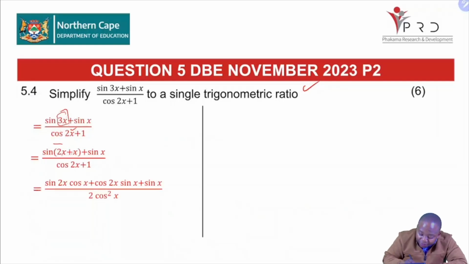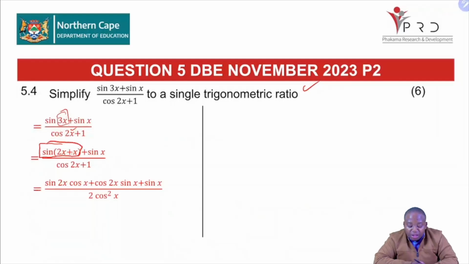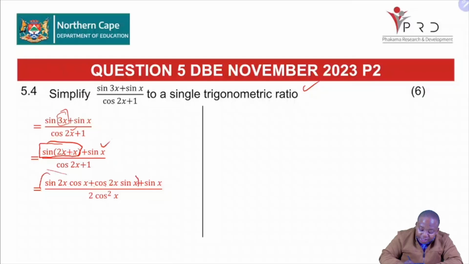Then if we can see right here, we are having a compound angle for sine. Then we're going to expand it in terms of the compound angle. So it's going to be sine of the first angle, which is 2x, multiplied by cos of the second angle, plus cos of the first angle multiplied with the sine of the second angle, plus sine x, which is what we're having. So we can see that this gave us that compound angle right there, plus sine x.